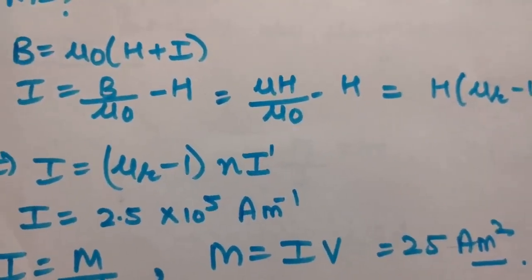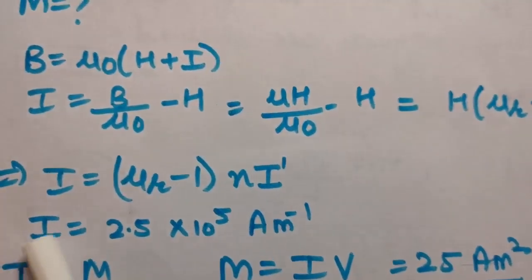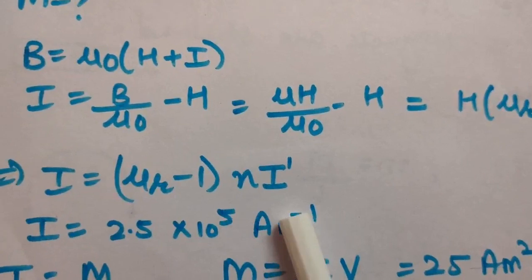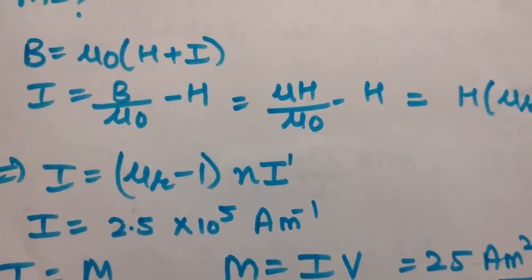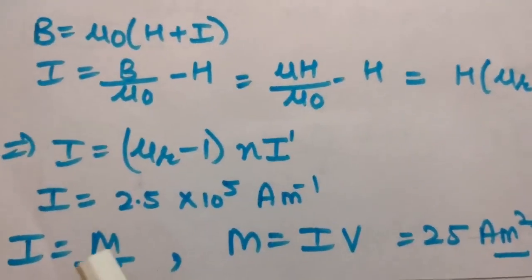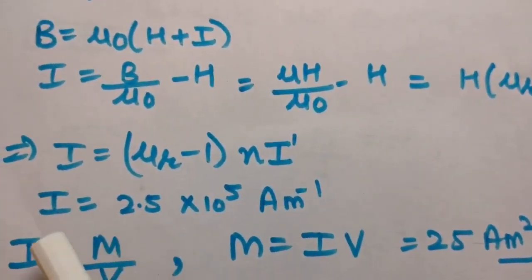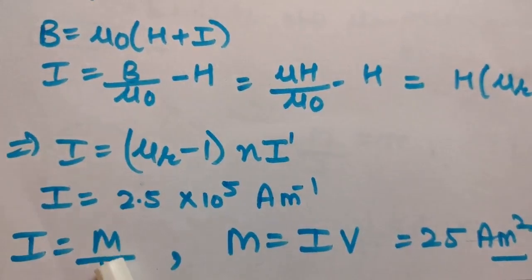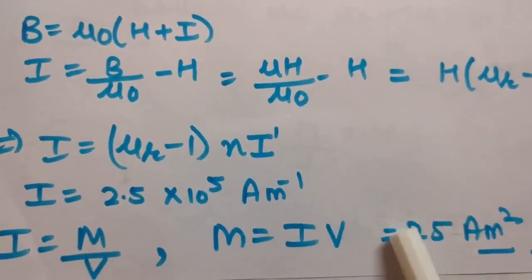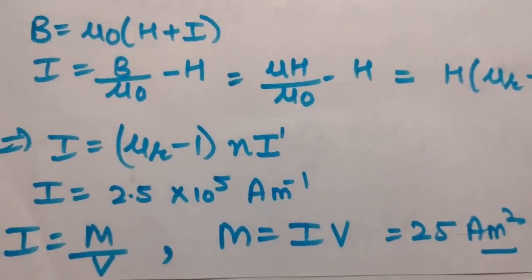Sorry, not current, this is intensity of magnetization. Now you know intensity of magnetization is defined as magnetic moment per unit volume. So you have intensity of magnetization, you have volume, so you can easily calculate magnetic moment. It will come to be 25 ampere meter square.